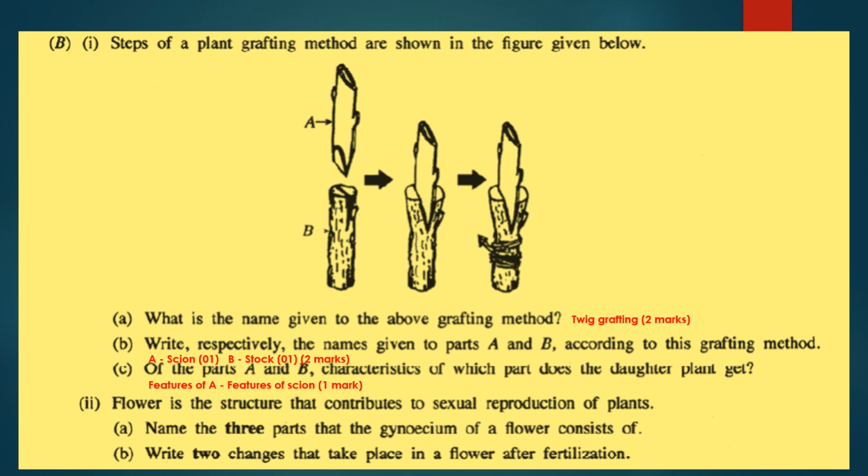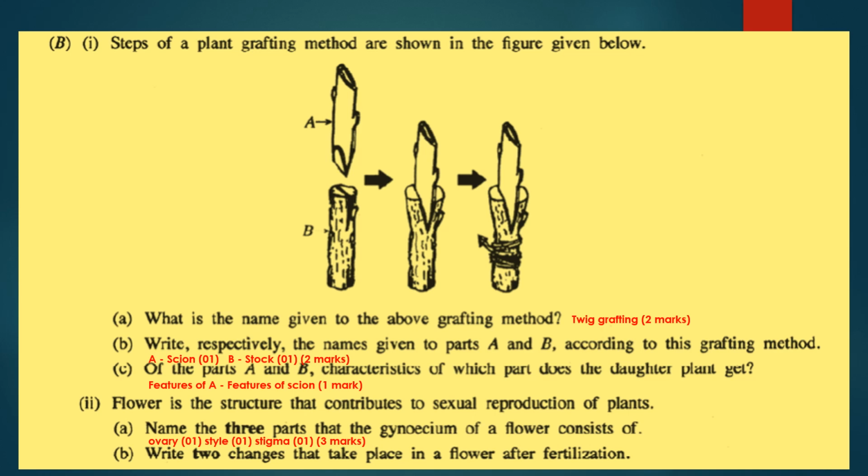Part 2. Flower is the structure that contributes to sexual reproduction of plants. Name the 3 parts that the gynoecium of a flower consists of. 3 parts are the ovary, style and stigma. You can earn 3 marks.